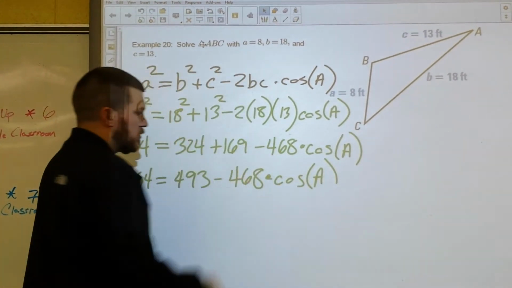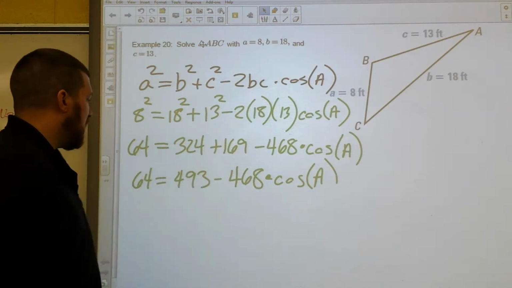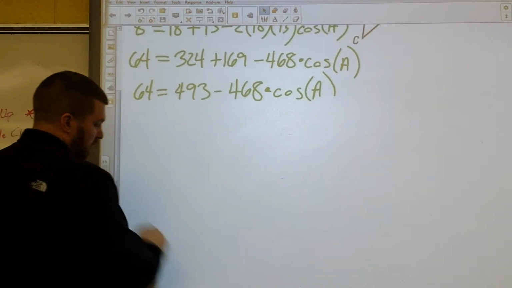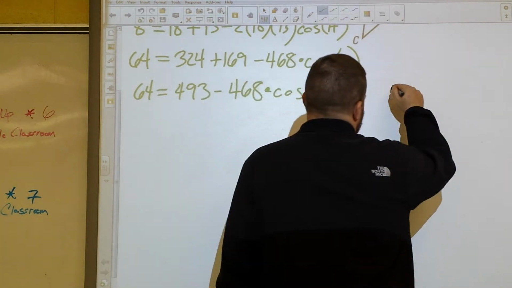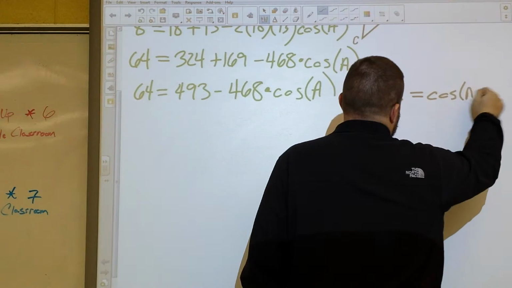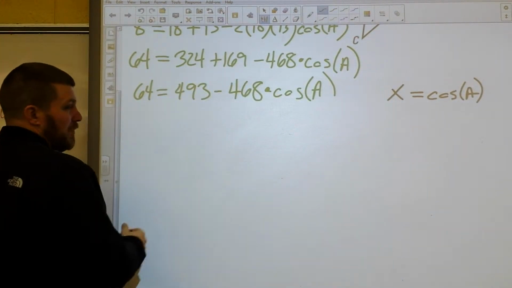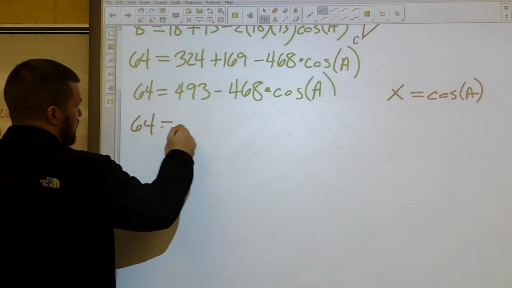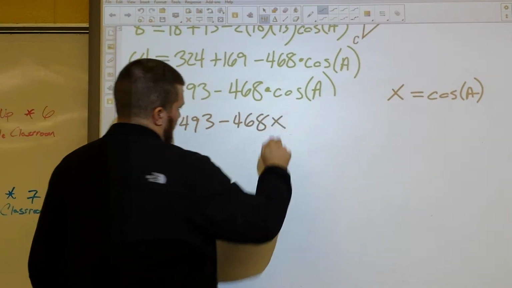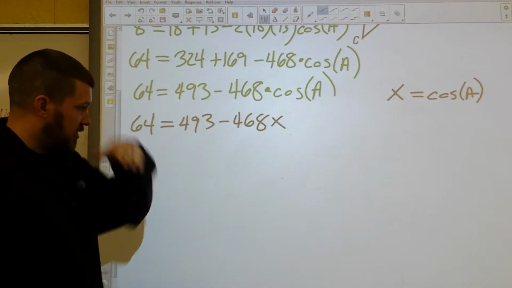Again, this minus 468 is attached to the cosine, so you cannot do anything with it yet. If it helps you to rewrite the problem temporarily, I'm just going to make a quick equivalency and say x is equal to cosine of angle A. So 64 is equal to 493 minus 468x. We've solved stuff like this before, so essentially what I'm doing is solving for x.